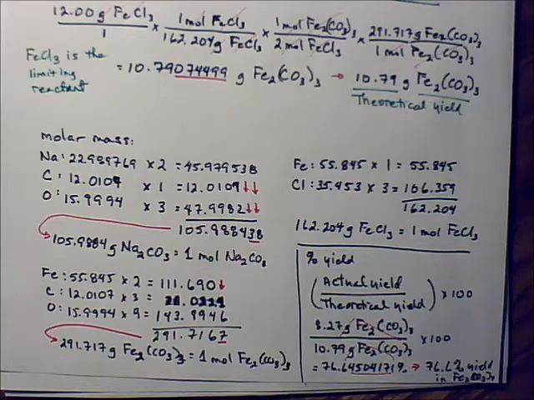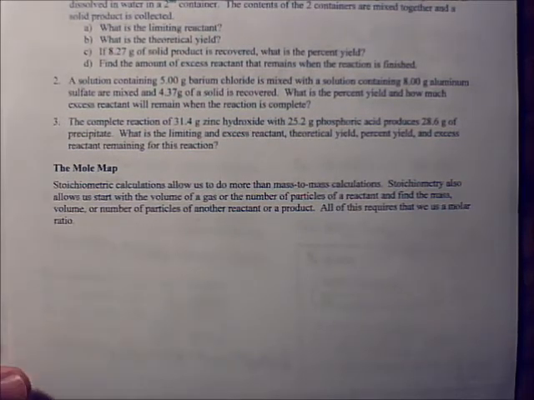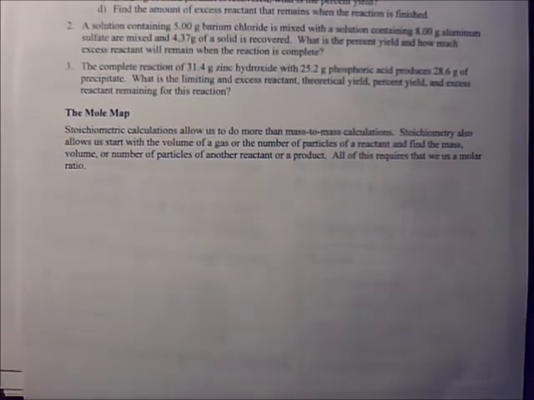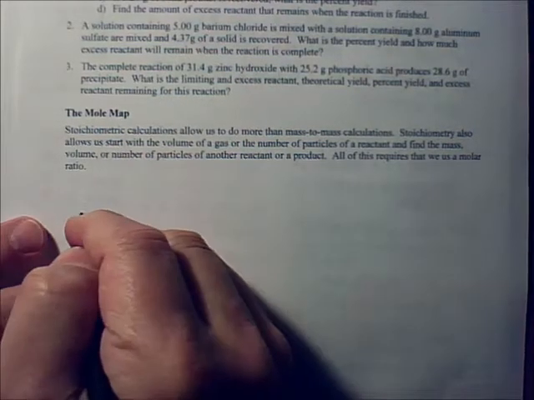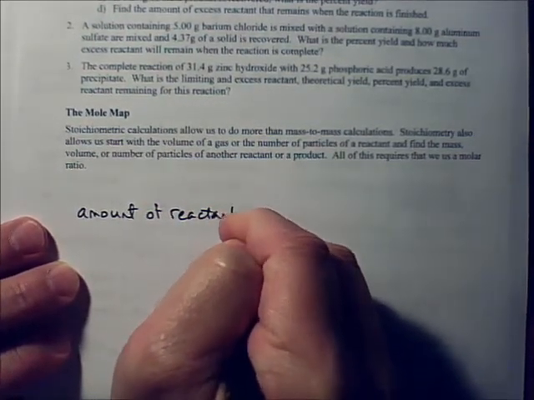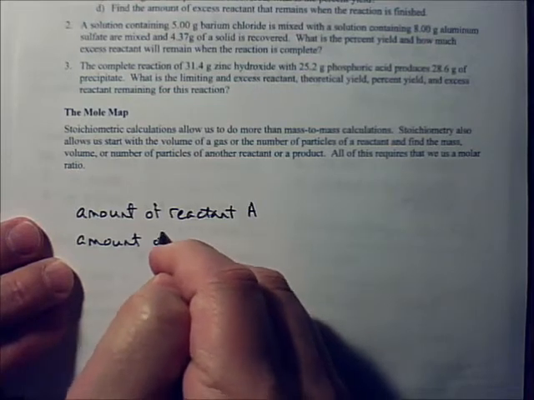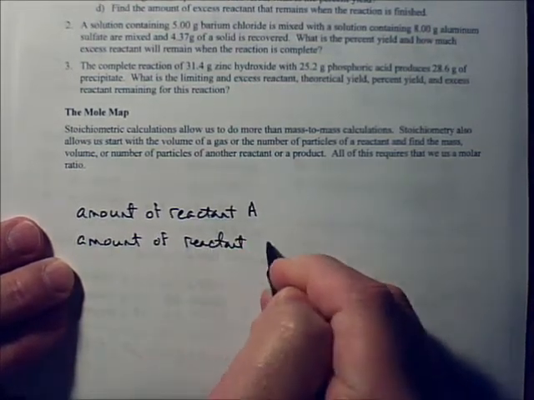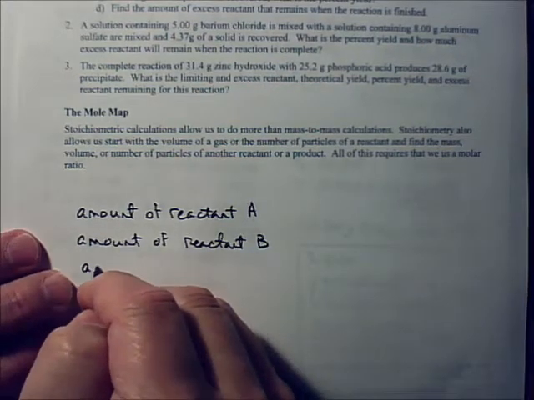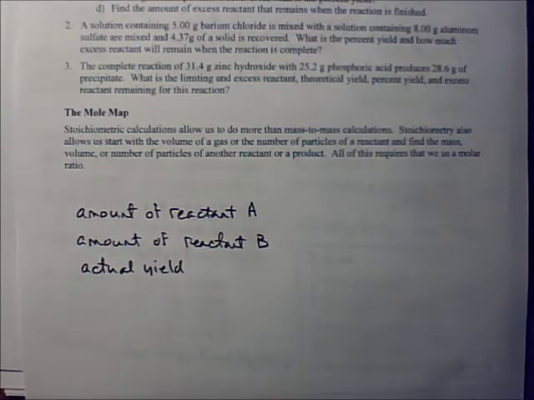The problem number 2? Sure. All right, so first, before we go entirely to number 2, let me just make one thing clear. To find a percent yield, you need 3 things. You need an amount of reactant A, the first reactant in your problem. You need an amount of reactant B, and you need an actual yield. If you have those 3 things, you can calculate the percent yield.